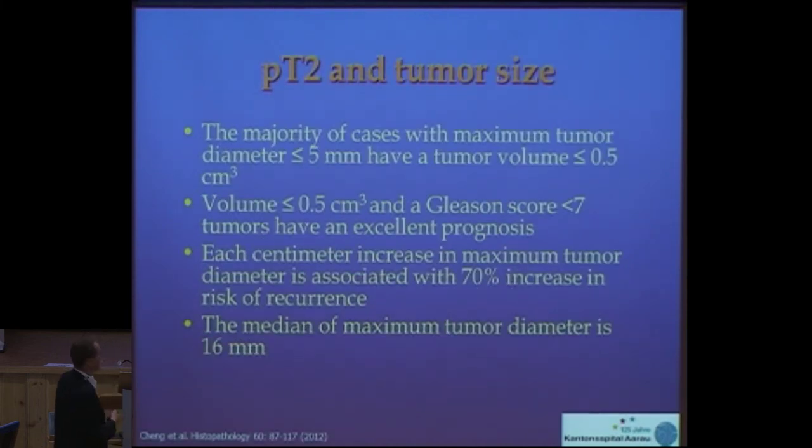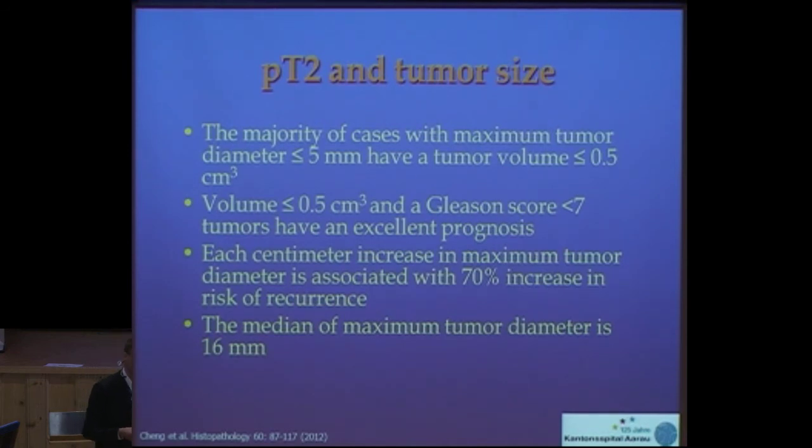So, looking at some facts. The majority of cases with a maximum tumor diameter below 5 millimeters have a tumor volume of less than 0.5 cubic centimeter, as we heard the other days. And a volume below 0.5 cubic centimeters in Gleason score 7 has an excellent prognosis, as you all know. That's one part of the definition of insignificant tumor. Each centimeter increase in the maximum tumor diameter is associated with a 70% increase in the risk of recurrence. And a large study by Cheng from the Stanford group showed that the median maximum tumor diameter is 16 millimeters.